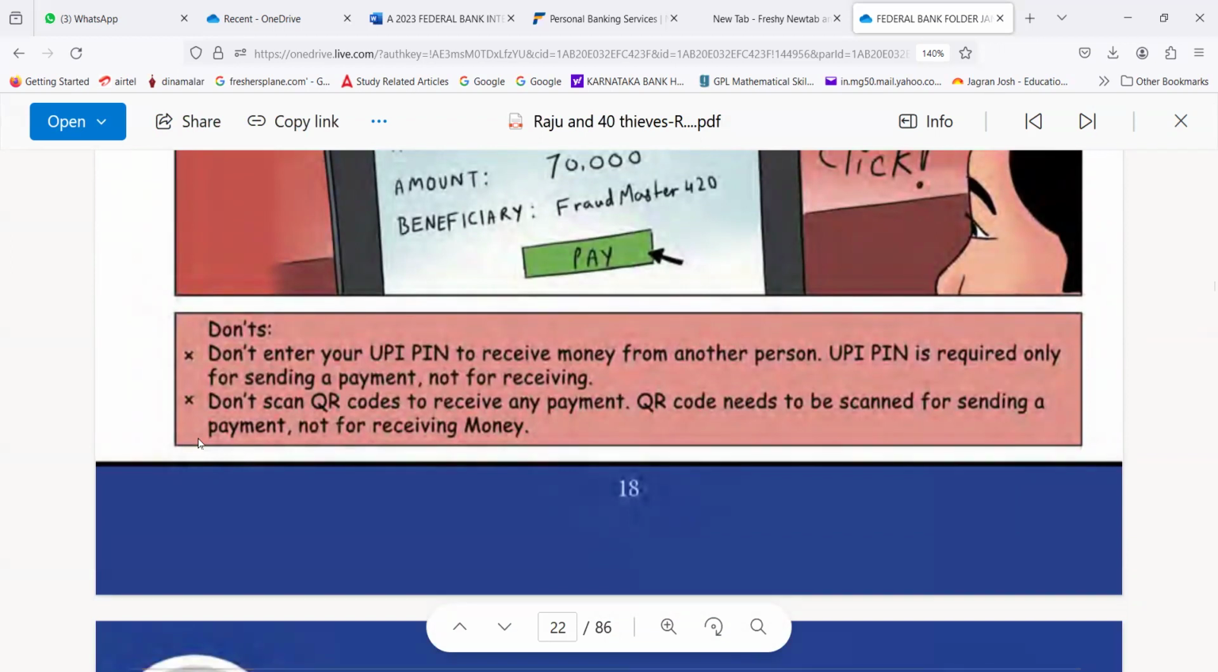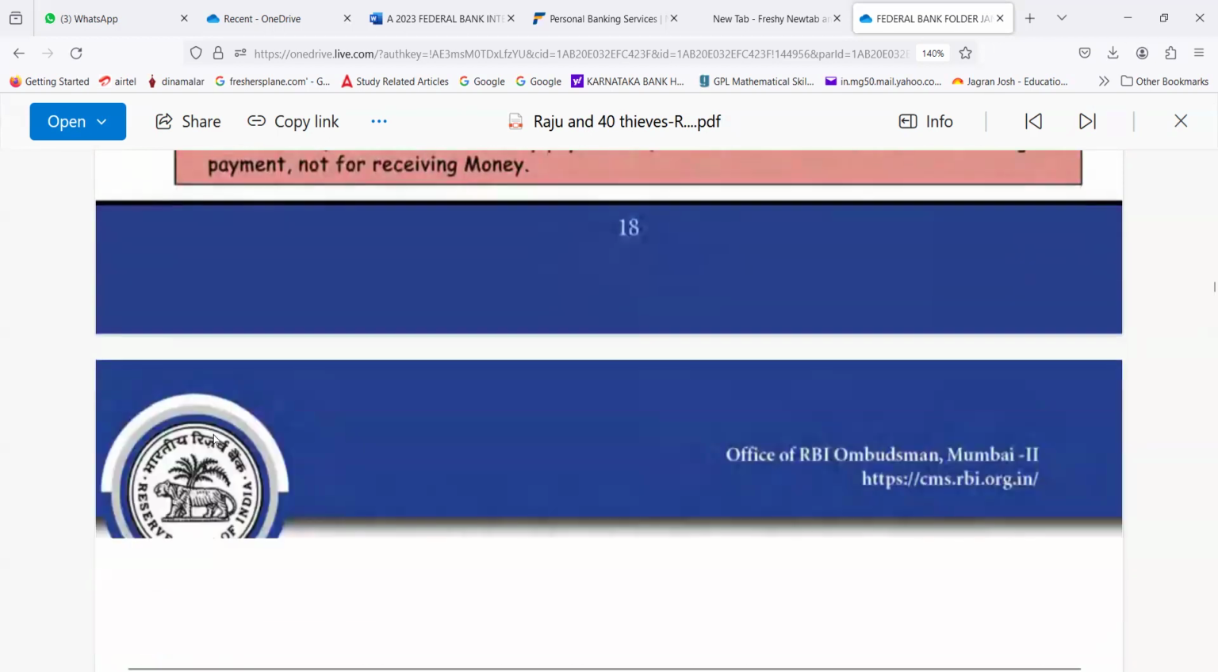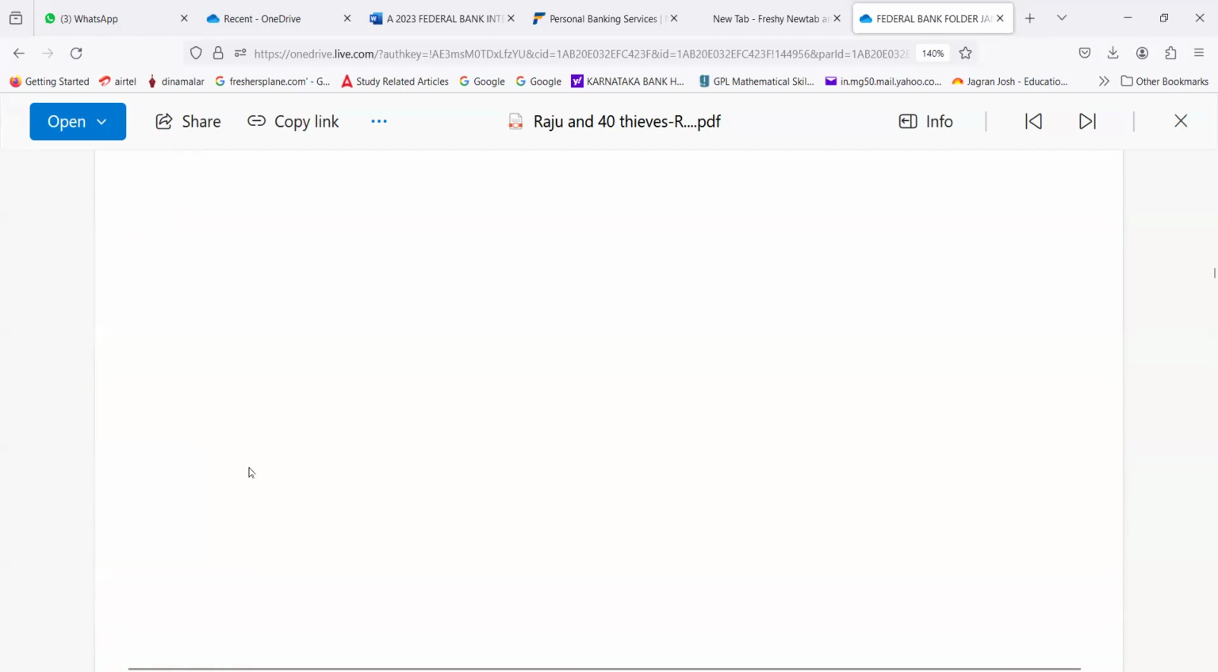Don't enter your UPI PIN to receive money from another person. UPI PIN is required only for sending a payment, not for receiving. Don't scan QR codes to receive any payment. A QR code needs to be scanned for sending a payment, not for receiving money. Correct. So that is the basic thing we must be thorough with.